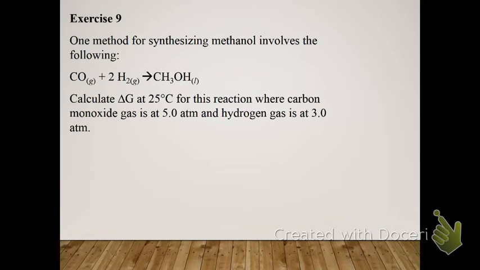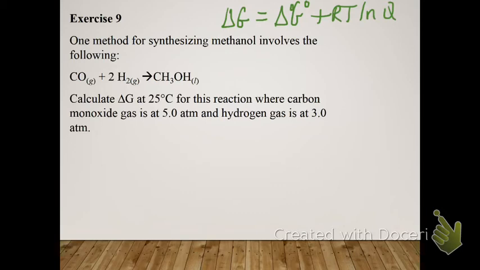This one is synthesizing methanol. It says calculate delta G for this reaction where we have 5 atmospheres and 3 atmospheres. Because I don't have 1 atmosphere of my gases, these are not standard conditions, so I am not at equilibrium. Also, delta G doesn't have a naught on it, so we're going to be using this equation: delta G is equal to delta G naught plus RT natural log of Q.